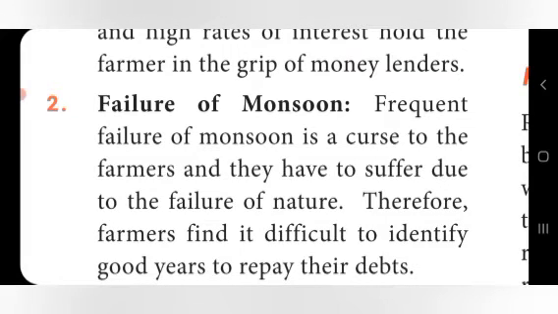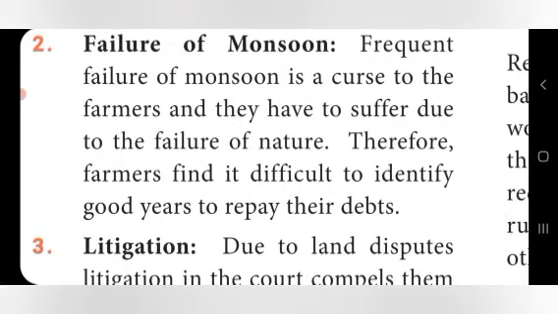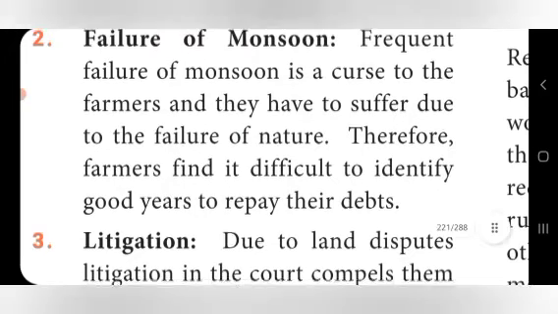Okay, the money lender holds them for the rate of interest. Failure of monsoon. This is also one of the reasons. The frequent failure of monsoon is a curse to the farmers, and they have to suffer due to the failure of nature. The monsoon is also changing year by year. The climate changes, and the harvesting and the cultivation will also be affected. Therefore, the farmers find it difficult to identify good years to repay their debt. They cannot easily find out the year to repay their debt.